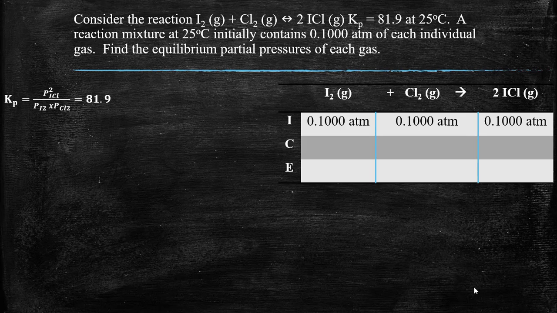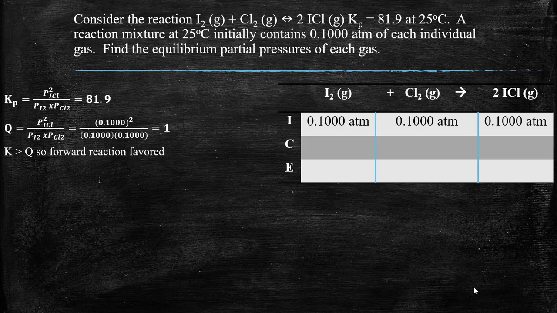Now that we have concentrations of everything, we need to know, are we at equilibrium? And if not, does the current set of conditions favor the forward or the reverse reaction? We calculate Q, which for this set of circumstances is equal to 1. 1 is less than 81.9, so K is greater than Q, so the forward reaction is favored.